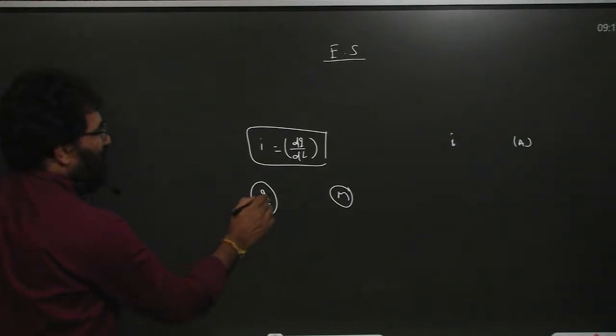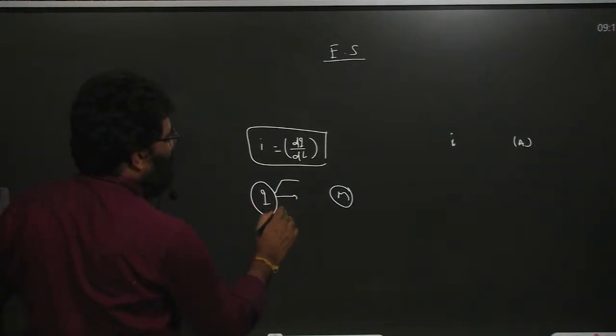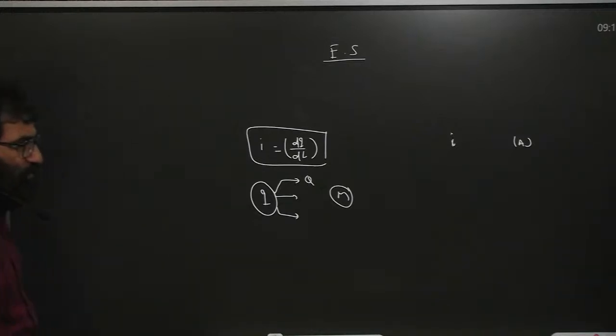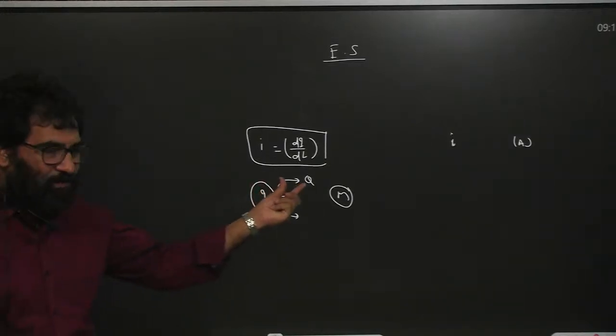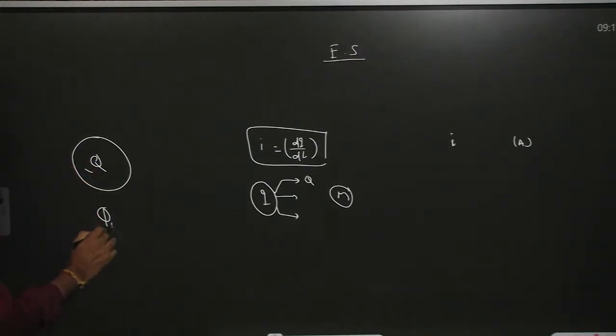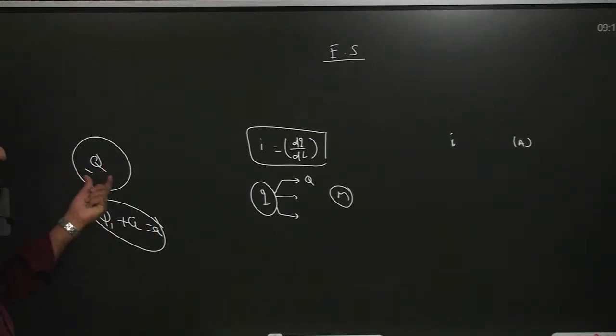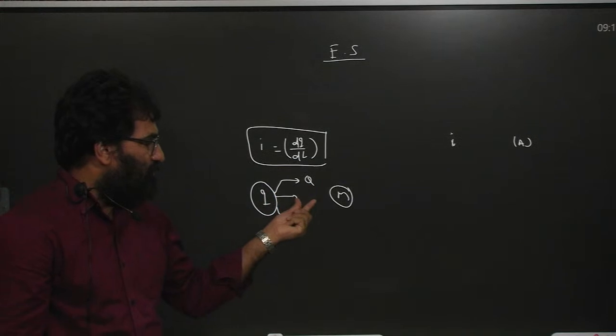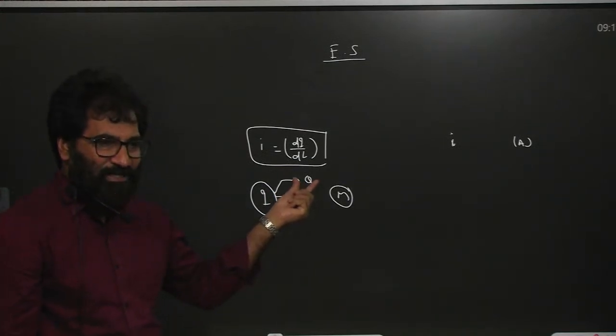Charge is quantized, charge is conserved, charge is invariant. The total charge of an isolated system is conserved. Suppose you take one system with charge Q. I can divide this into Q1 plus Q2 is equal to Q. I can divide it, but the total charge must be constant. We cannot create and we cannot destroy charges.